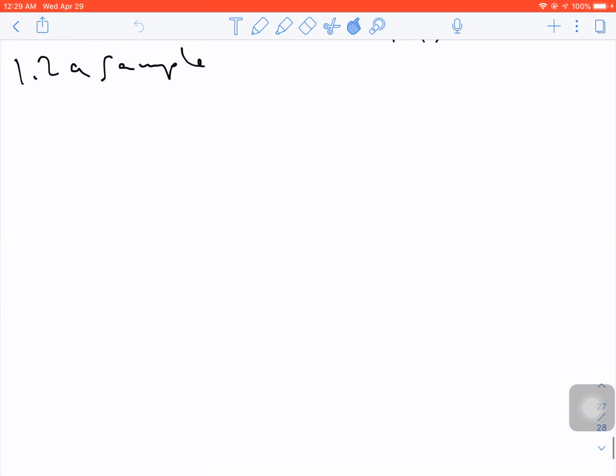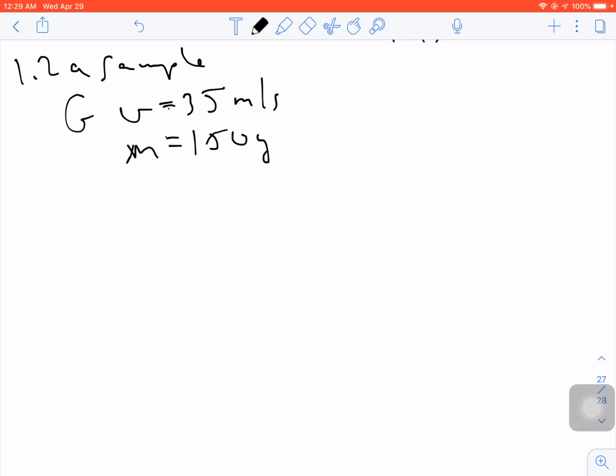Okay, so 1.2a sample problem, it says, calculate the kinetic energy of a 150 gram baseball traveling towards home plate at a constant speed of 35 meters per second. So my given information is my speed at 35 meters per second. We're told the mass of the baseball, 150 grams. I know 1 kilogram is 1,000 grams.